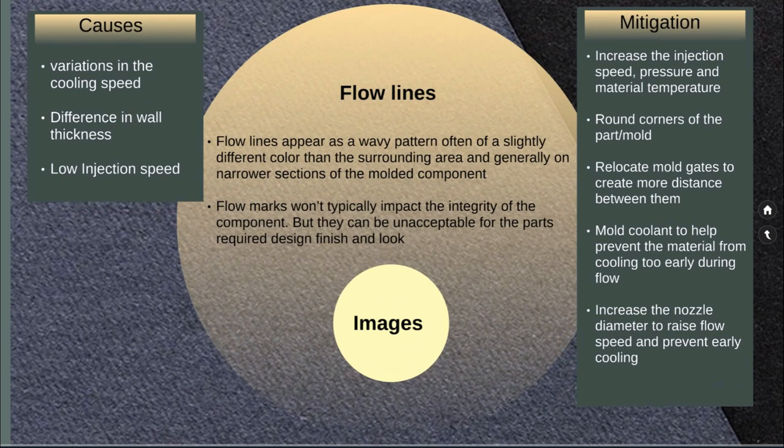Material sometimes tends to cool so early, and mold coolant can regulate the cooling time. There are different mold coolants to be used during the injection process. The last one is to increase the nozzle diameter to raise flow speed and prevent early cooling. The nozzle diameter of the injection mold can be larger so that more molten material can pass through to the mold. So that is one way to reduce flow lines.